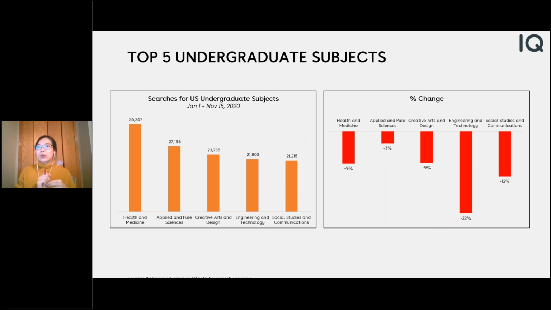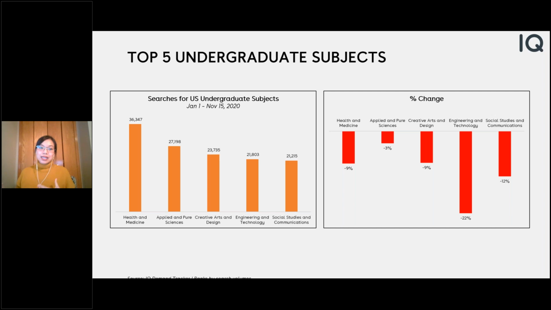And then this one, we're just going to take a look by the subject areas. So for the top 5 subject search areas for undergraduate students, we have health and medicine, applied pure sciences, creative arts and design, engineering, and then social studies and communications. On the right-hand side, I'm showing you the percent change of the same time range of 2019 and 2020.